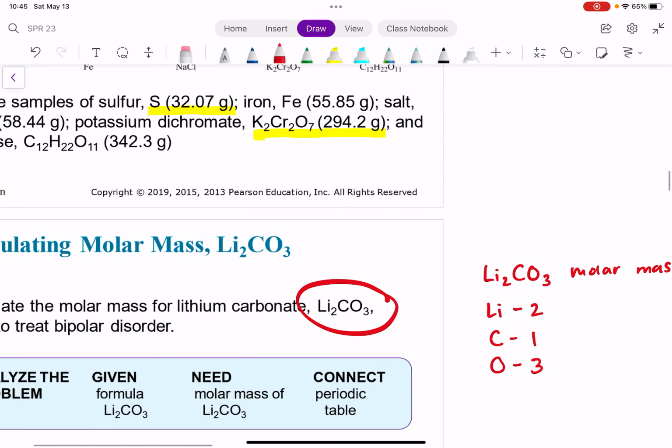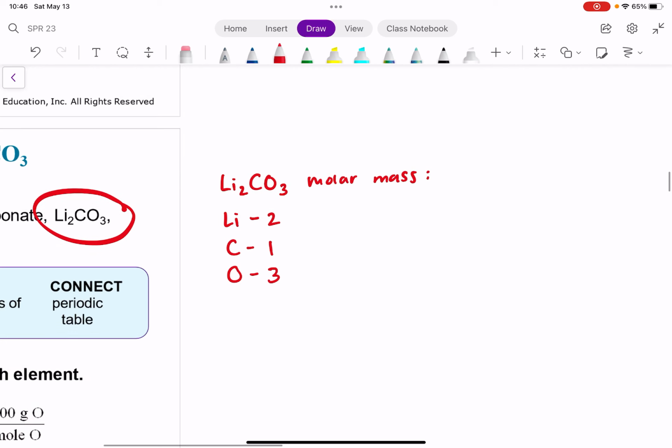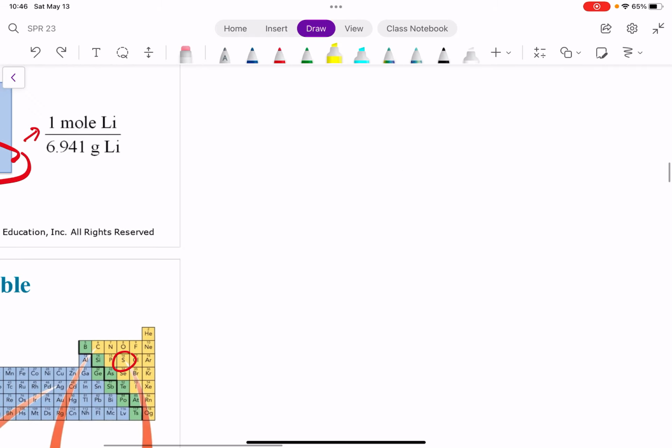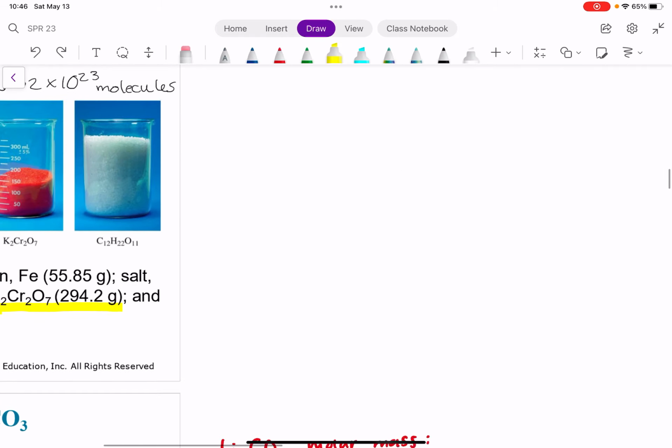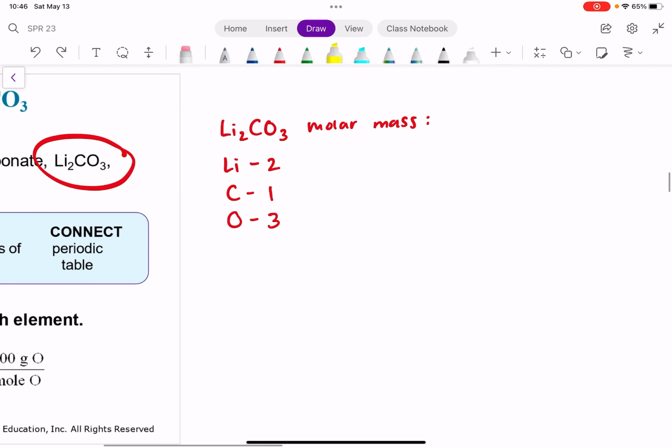So let's go back down here. Do I have 1 mole of lithium? No, I've got 2. So I need to account for that other mole of lithium that I have. But I only know the atomic mass number for 1 mole of lithium.